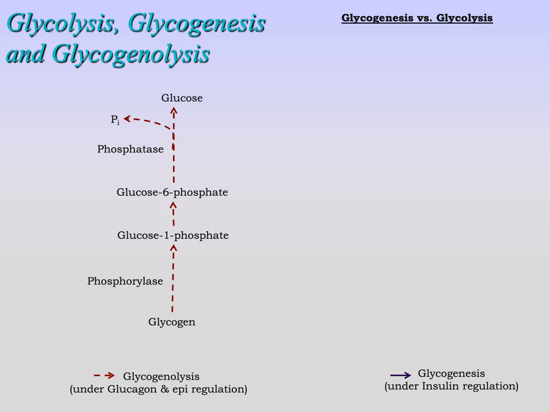Now notice, the glycogenolysis pathway is going to be under regulation of glucagon and epinephrine, whereas the glycogenesis pathway is under insulin regulation. Glycolysis will be slowed down with high levels of insulin and will be truncated, almost stopped, with high levels of glucagon and epinephrine.